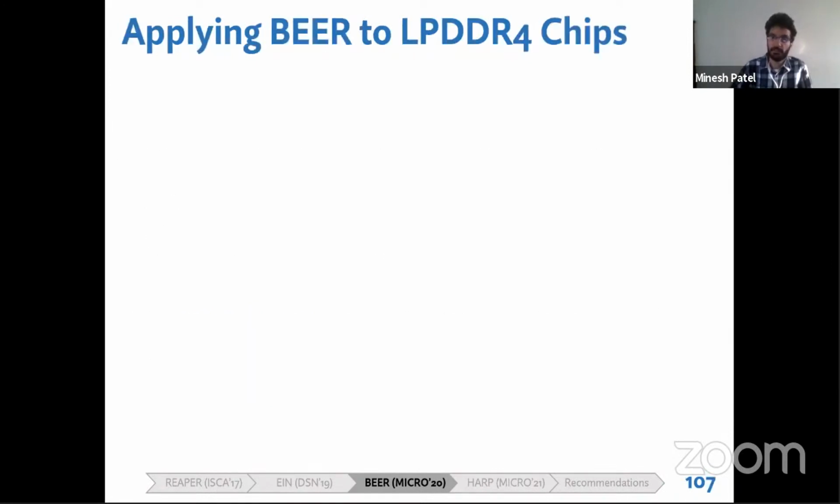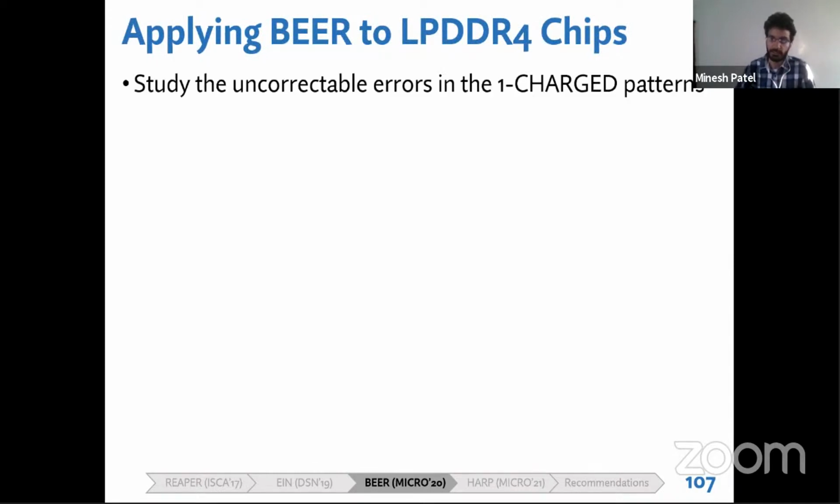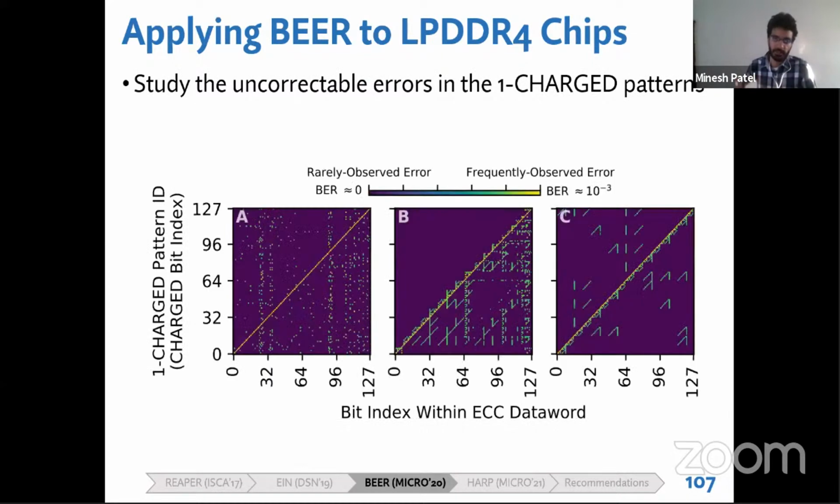So let's talk about applying BEER to LPDDR4 DRAM chips. In this experiment, we study the uncorrectable errors in the 1 charge patterns. We show the uncorrectable errors for a representative chip from each of the manufacturers labeled A, B, and C. The x-axis here shows the bit index into a 128-bit data word, and the y-axis shows each of the 128 1-charge test patterns, which are indexed by the position of the charged bit.